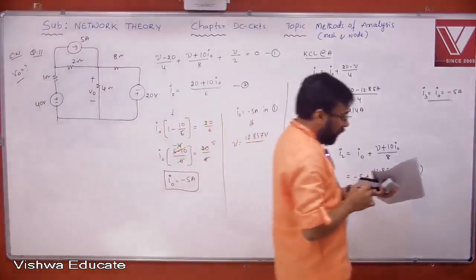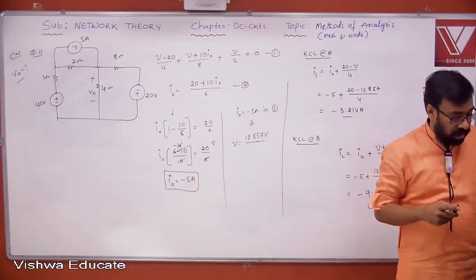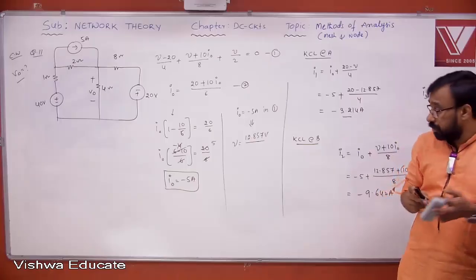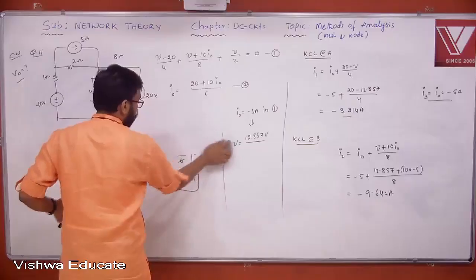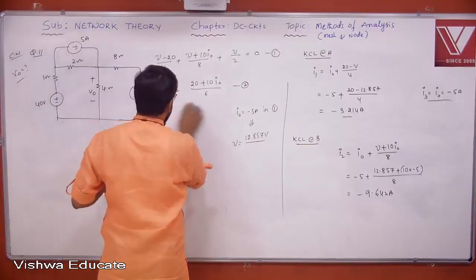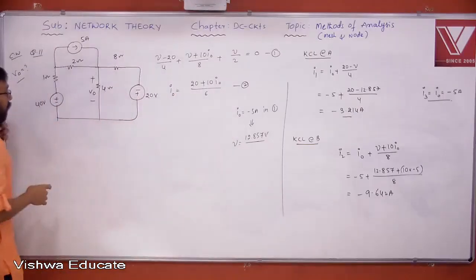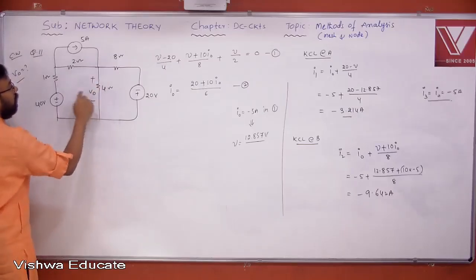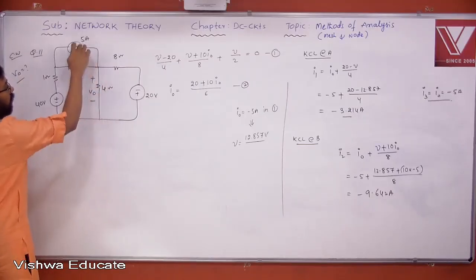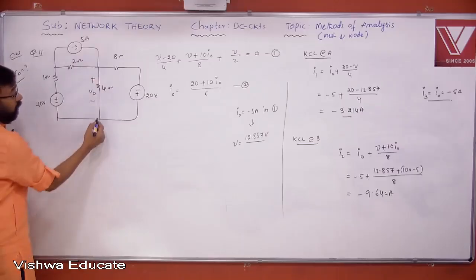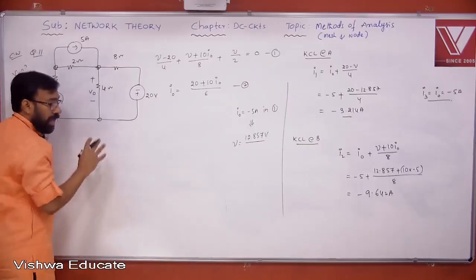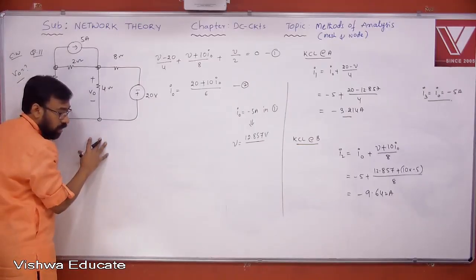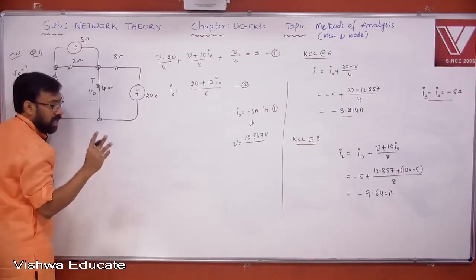Now it's a time to apply our experience to solve the problem here. Look at this problem. If you go for mesh analysis, how many equations do you require? 3 minus 1, 2 equations required. If you go for node analysis, how many equations required? 1, 2, 3. 3 minus 1, 2 equations required. So the minimum number of equations required to solve this network, if that is a question given to you, what is your answer? 2. Both the methods are giving 2 equations.